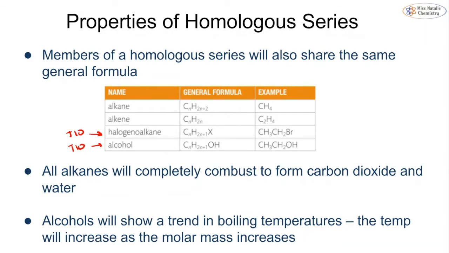Now, because we have a homologous series, we said that they're all going to react in very similar ways. So for example, all alkanes will undergo complete combustion to make carbon dioxide and water because they are all hydrocarbons. All alcohols are going to show a trend in boiling temperatures, so that would be looking at our physical properties. And what we see is that the temperatures are increasing as the molar mass increases. So this is an example of the properties of homologous series. We're looking at not only the formulas, but also the chemical and the physical properties.